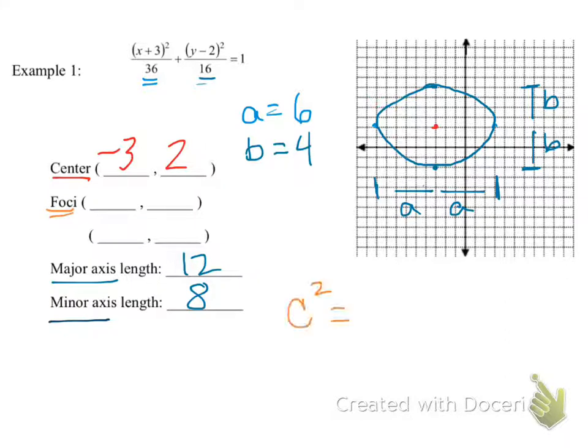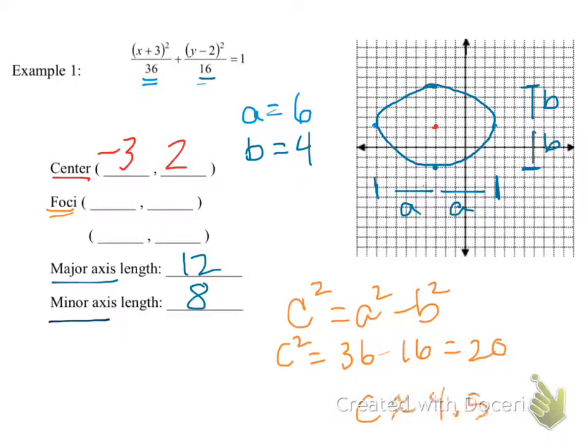Now our foci. So remember our foci, c squared equals a squared minus b squared. My bigger denominator minus my smaller denominator. And I get that c squared is 20. Take the square root of that, and I get that c is approximately 4.5.